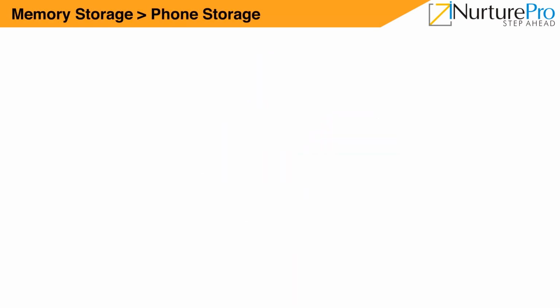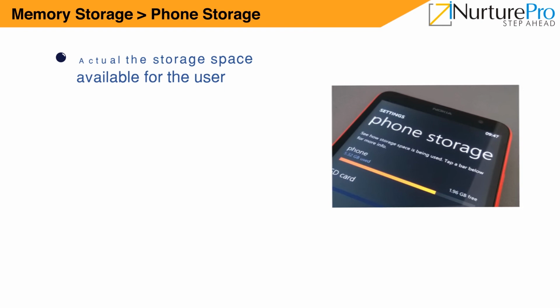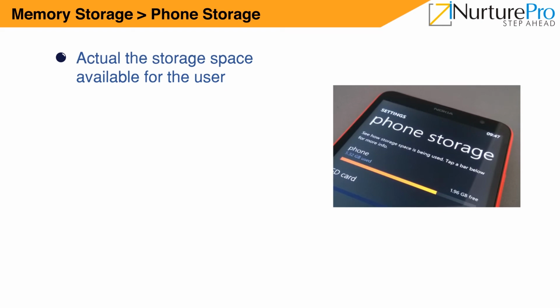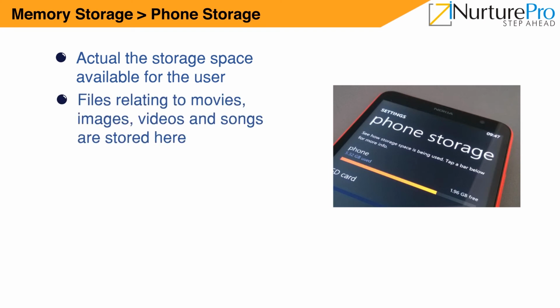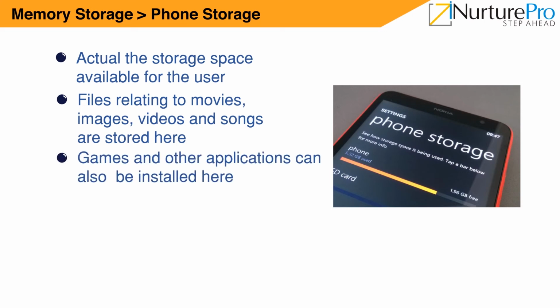As discussed in the previous slide, phone storage is actually the storage space that a user receives from the total internal storage of the mobile phone. This is the memory space that is available for the user. All types of files relating to movies, images, videos and songs are stored here. Further, games and other applications are also installed in the phone storage.